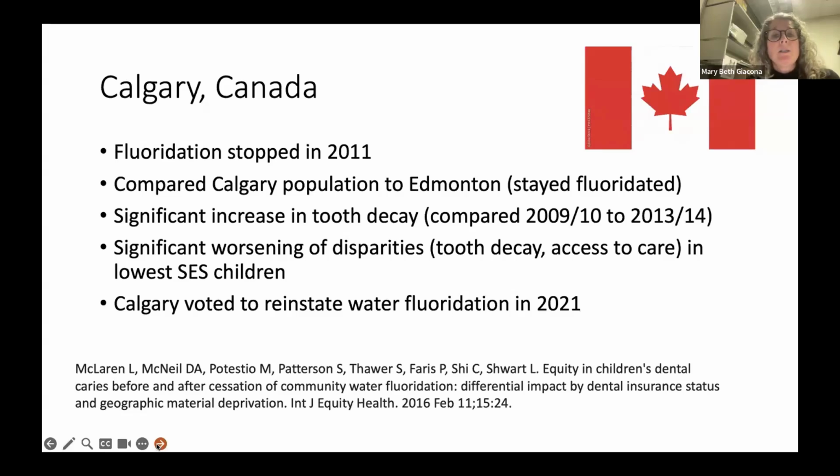And what they really saw too, especially comparing it to the population of Edmonton, was that there was a significant worsening of health disparities. So not only higher rates of tooth decay, but lower ability to access care in the lowest socioeconomic status children in Calgary. And what finally ended up happening was Calgary in 2021 has actually voted to reinstate water fluoridation.